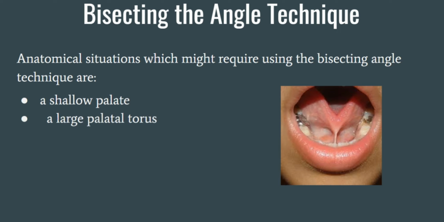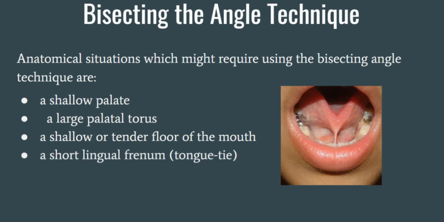If they have a large palatal torus, a shallow or tender floor of the mouth, you don't have that XCP pressing on those tissues. Or a short lingual frenum where the patient may be tongue-tied. Their tongue doesn't move around as easily. You might not have as much room to work with to fit that film holding device in the patient's mouth. So the bisecting technique may be your technique of choice for this.